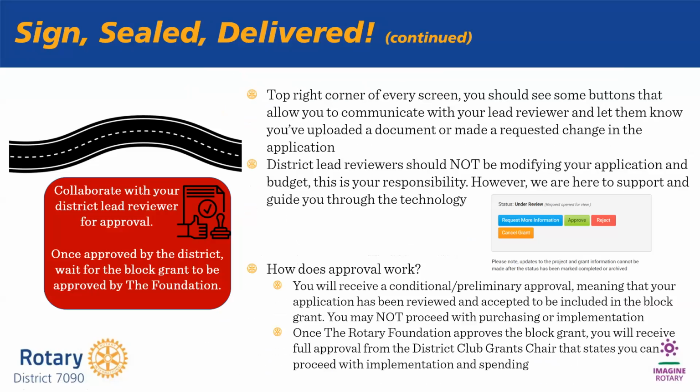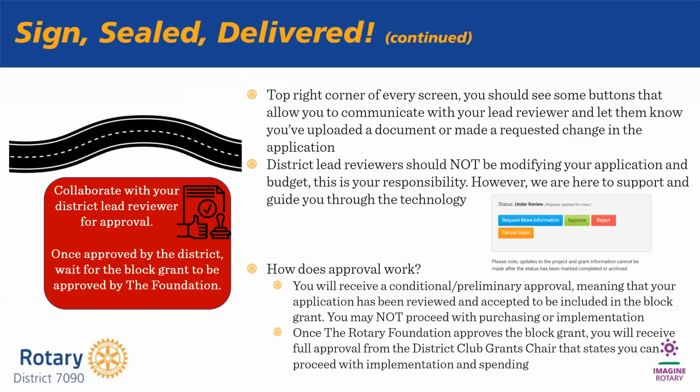Okay. So how does the approval process work? Your lead reviewer will walk you through it. Once they are satisfied you've met all of the requirements, they will advance it, and a second Rotarian on the committee will review it. Once they've voted yes, a third Rotarian will review it. Once they've voted yes, your grant is approved to be put into the block application, but you can't implement just yet.